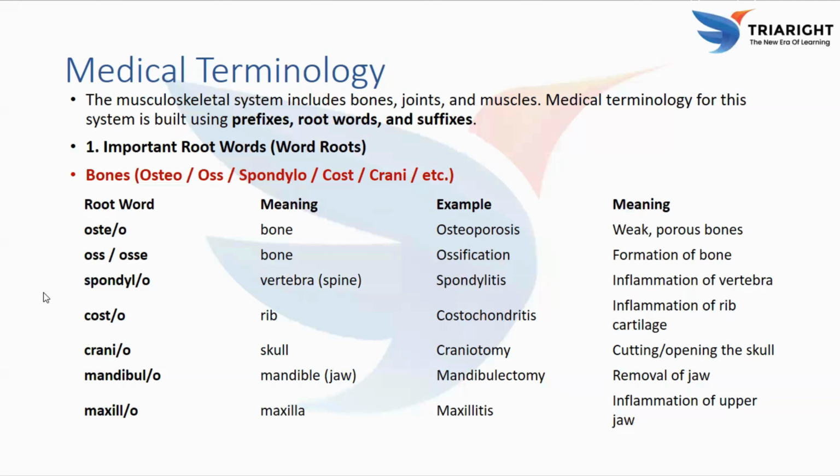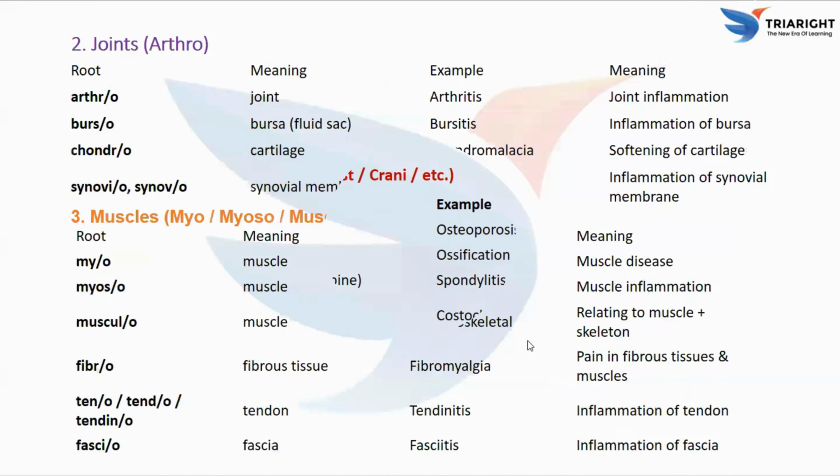The other root word is mandibulo. Mandibulo means mandible, nothing but a jaw. So mandibulectomy. Ectomy is a surgical removal. So mandibulectomy refers to the removal of the jaw bone. And then maxilla, it's the upper jaw. Maxillitis is inflammation of the upper jaw. So these are the roots of the musculoskeletal system.